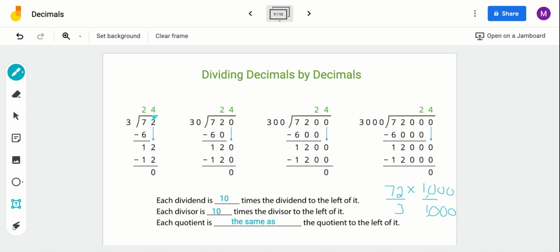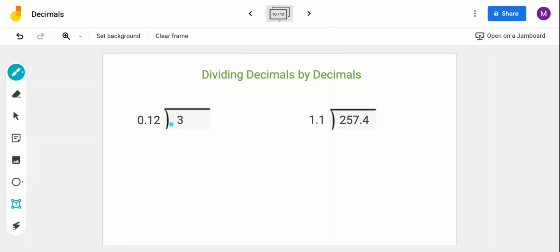So if we multiply both the dividend and the divisor by the same number, whether it's 10 or 100 or 1,000, they end up equaling 1. They cancel each other out, and we're still left with that original division problem. It's still equal to that original answer. And we're going to use that fact when we have a divisor that has a decimal in it.